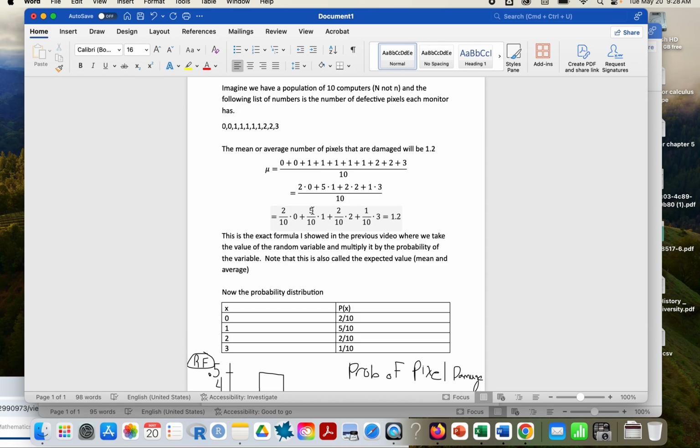We're going to think about it in terms of the chance or the probability of it occurring. Well, 2 out of the 10 times that we're looking at this list, we have 0 pixelation issues. 5 out of the 10, we have 1 pixelation issue. 2 out of the 10, we have 2 pixelation issues, and 1 out of 10, we have 3 pixelation issues.